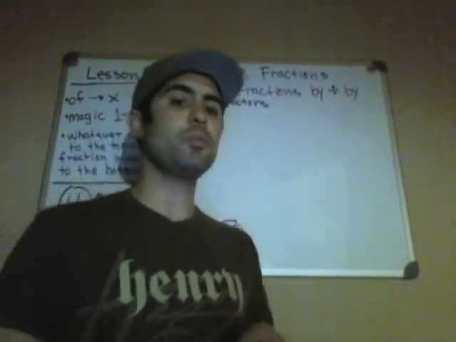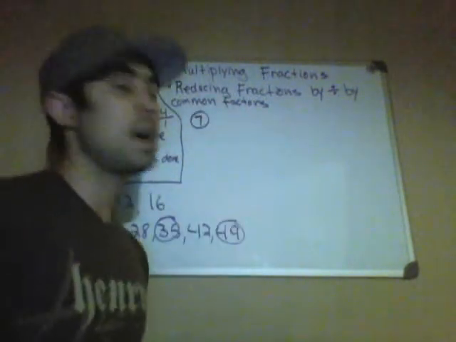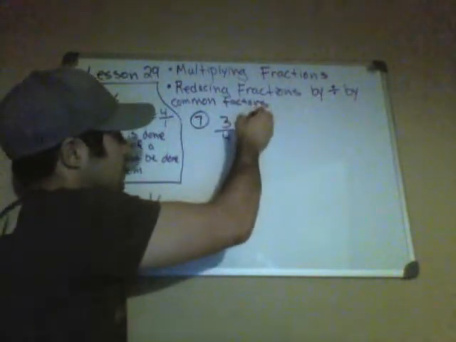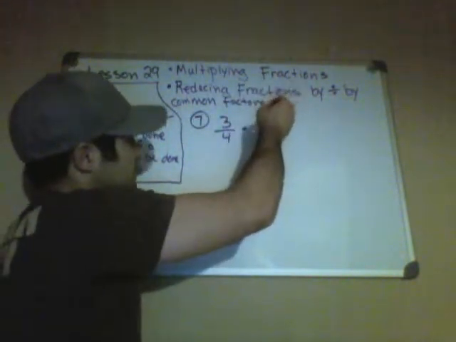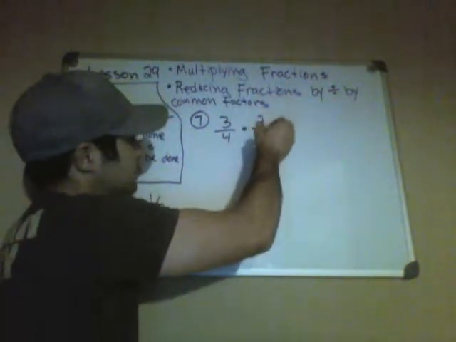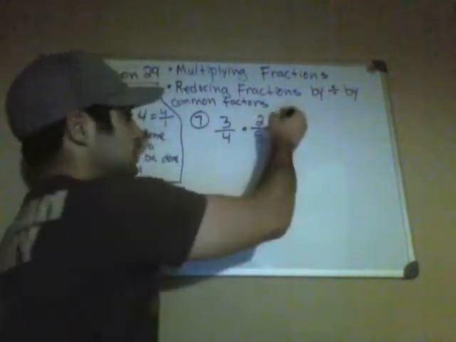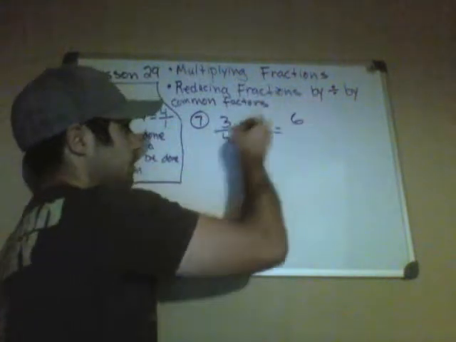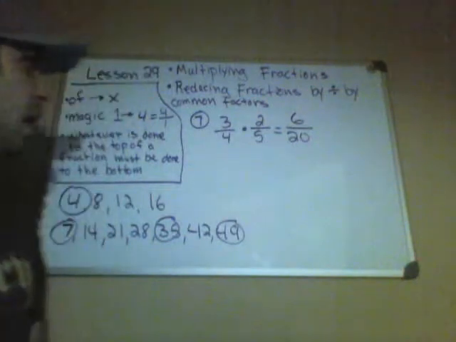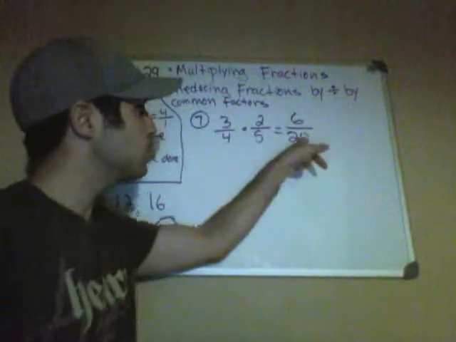Okay, sometimes when you're multiplying fractions, so we're on example 7 right here. Sometimes when you're multiplying fractions, let's say 3/4 of, let's say, 2/5, you're going to get a huge number and you're going to want to reduce the fraction. So let's go ahead and do this. 3 times 2 is 6. 4 times 5 is 20. So 6/20. Now you guys already know how to multiply fractions, but let's reduce this fraction.